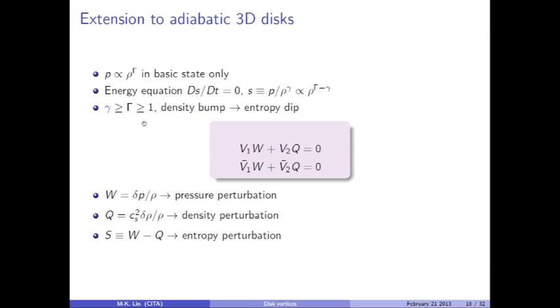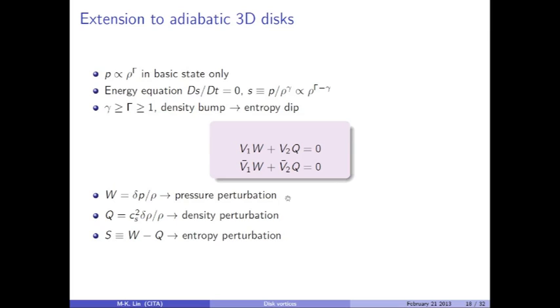I'm now going to include an energy equation which says the entropy is conserved following a fluid. The entropy is pressure divided by the density to the small gamma, where small gamma is the ratio of specific heats. I'm going to consider the regime where small gamma is bigger than big gamma, which means I'm in a convectively stable disk. That means if I'm considering a density bump, then I'm also considering entropy dips.